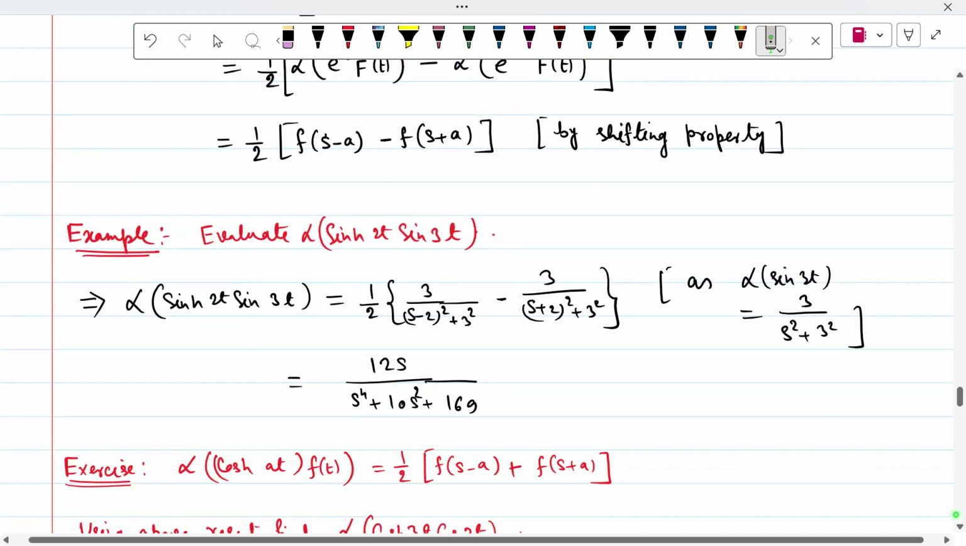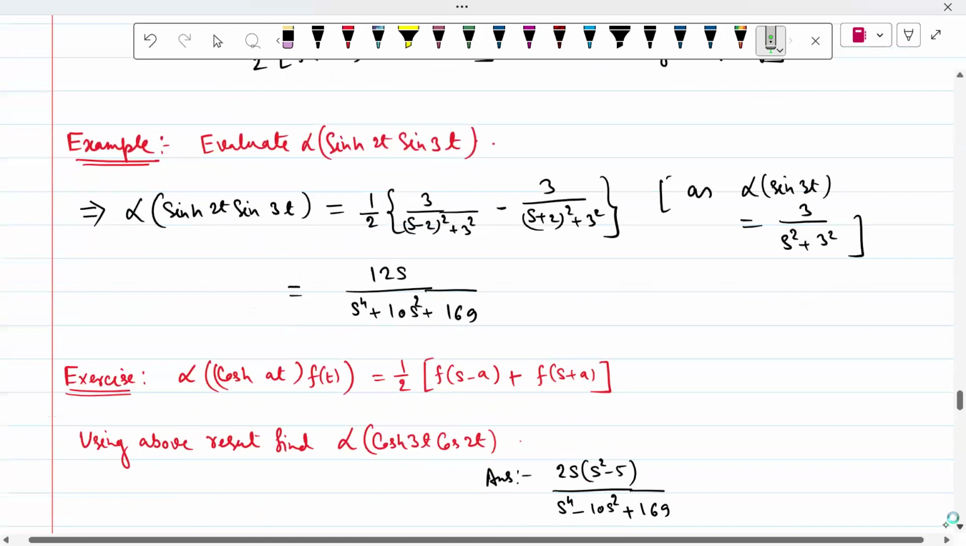Suppose we evaluate the Laplace transform of sine hyperbolic 2t times sine 3t. What is the Laplace transform of sine 3t? Use the formula: the Laplace transform of sine 3t is 3 by s square plus 3 square. We have written it down here, and it is multiplied by sine hyperbolic 2t. Whenever you multiply by sine hyperbolic 2t or some at, s gets shifted. So in the first term s is shifted to s minus 2, and in the second case s plus 2. You just simplify and you get this result.